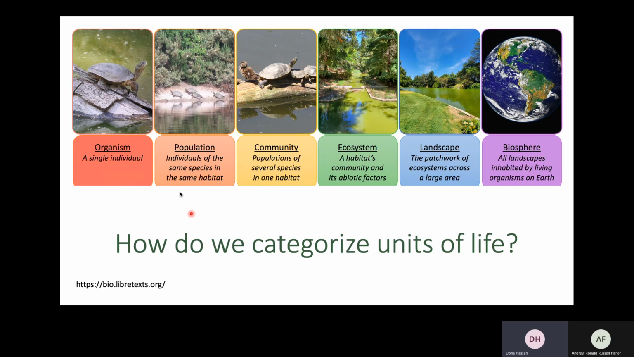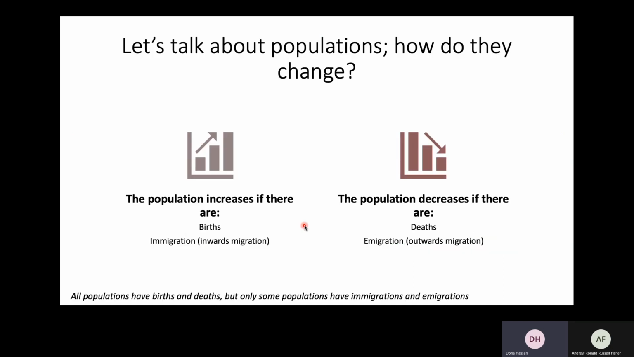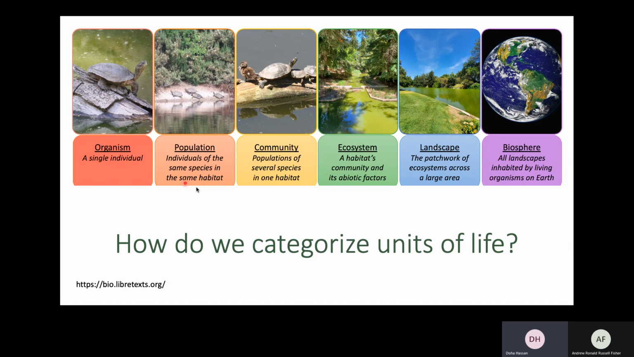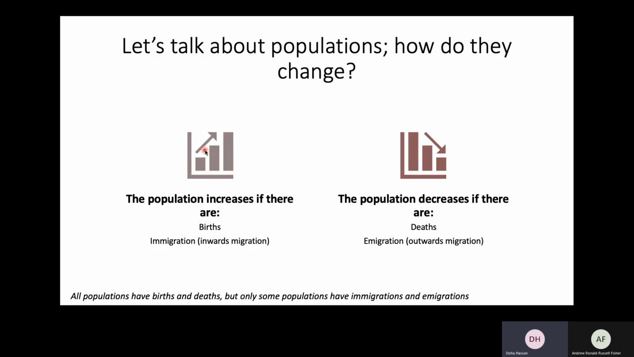In terms of this course, though, you do mostly talk about organisms, of course, populations, communities, and ecosystems. You don't really do much about the landscape and the biosphere, although you kind of touch on them very slightly. But in terms of explicit explanations, it's mostly the first four categorizations. So let's talk about populations, which again are individuals of the same species that live in the same habitat. How do they change in terms of their size?